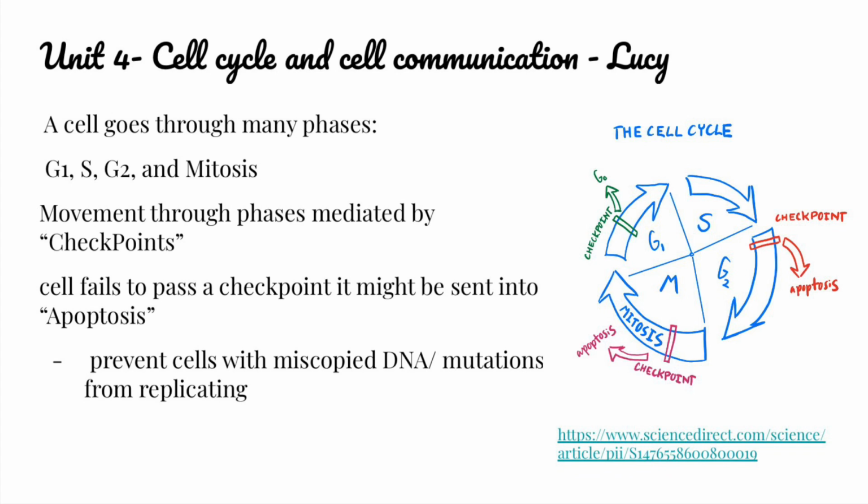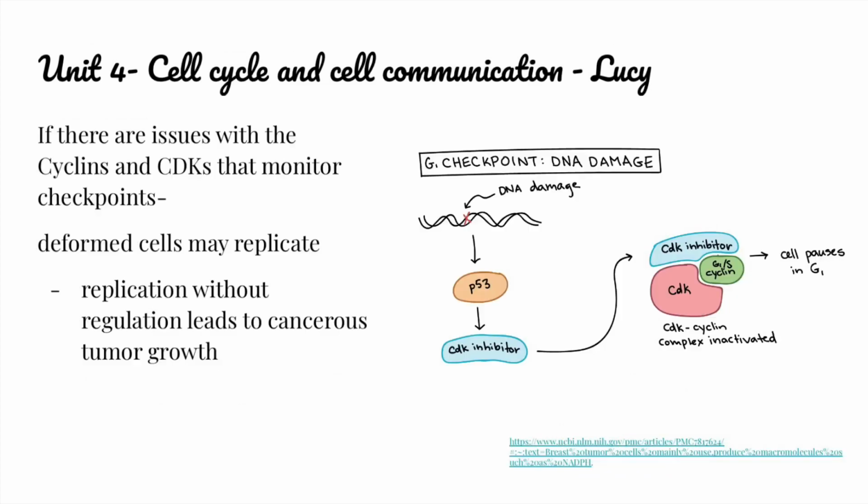So in this diagram, we can see that after the G2 checkpoint, a cell might be sent to apoptosis because it doesn't have the correct replicated DNA from the S phase. This prevents cells from replicating with miscopied DNA and mutations. All these checkpoints are monitored by cyclins and CDKs.